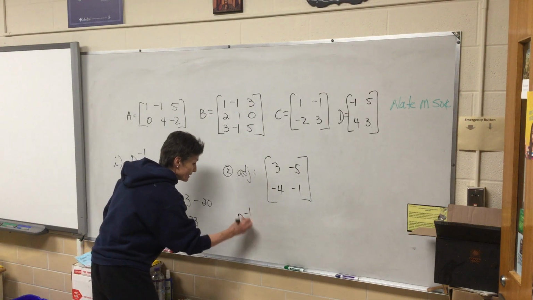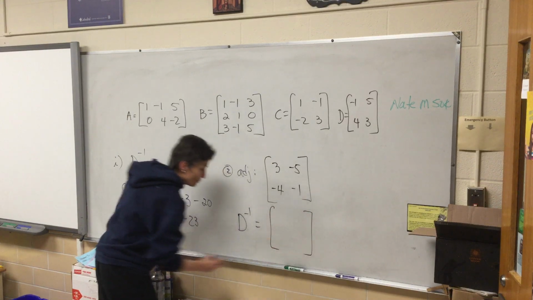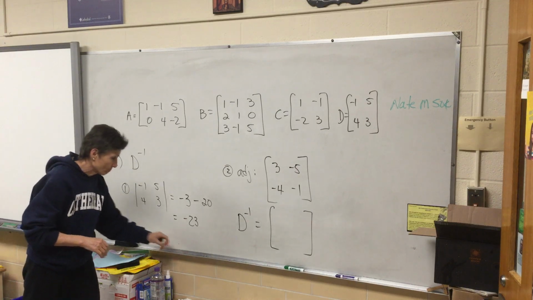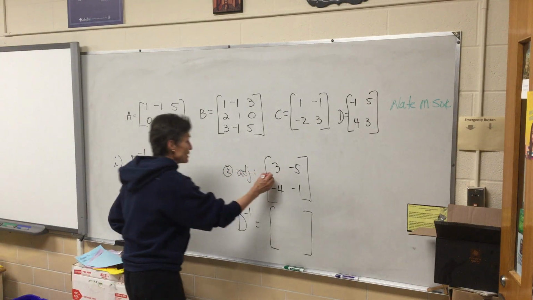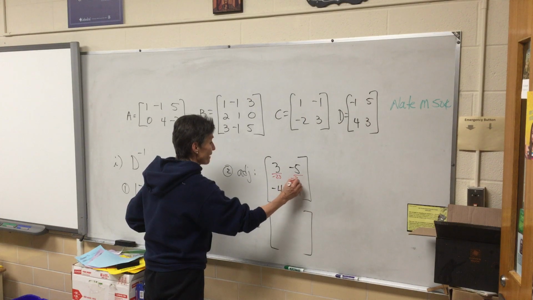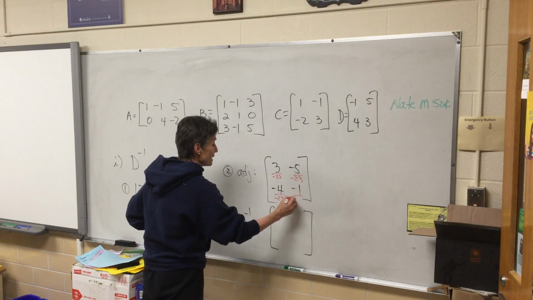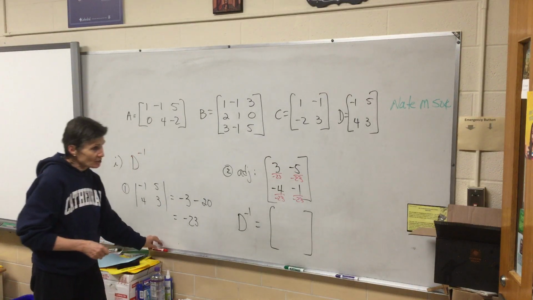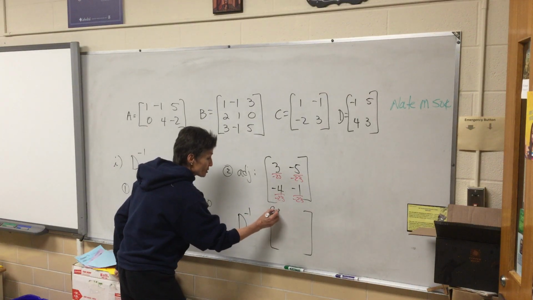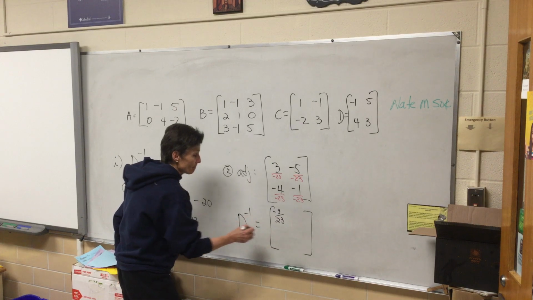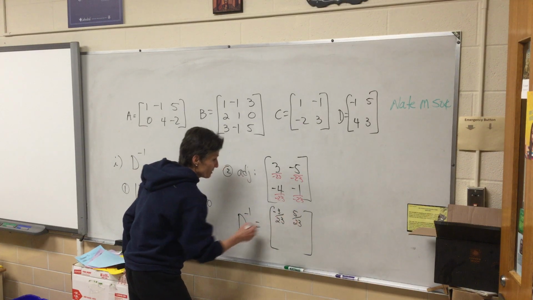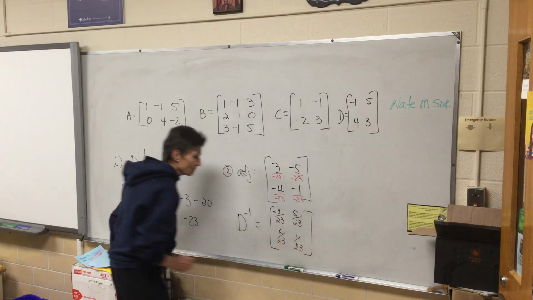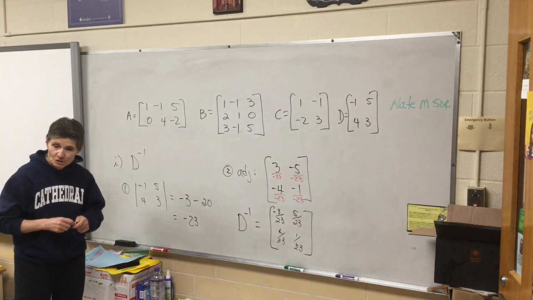And then what do I do to get my final answer, my inverse? Divide by negative 23. Each of these is going to get divided by negative 23. And then you do any reducing. In this case, all we can do is cancel out some negatives. So we'll have negative 3/23, positive 5/23, positive 4/23, and positive 1/23. And that is your inverse.